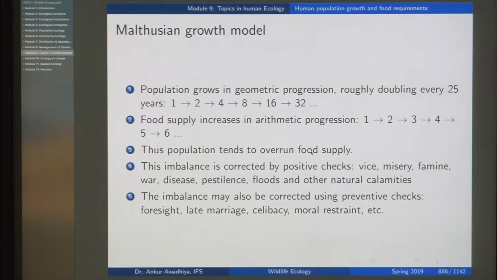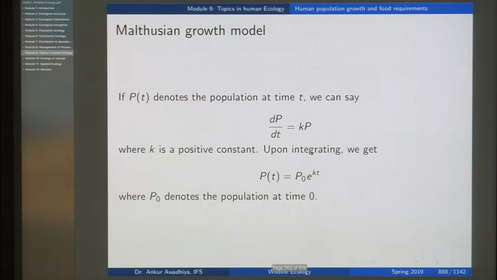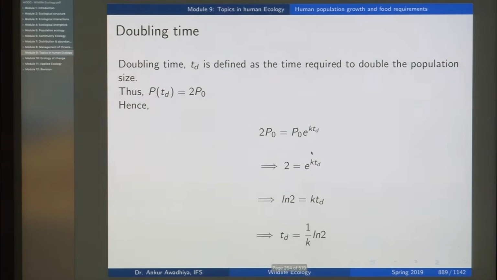And he said that because all of these are bad for us, we could go for preventive checks such as foresight, late marriage, celibacy, moral restraint, and so on. Now on one hand, the population does show an exponential growth, and so the Malthusian theory looks correct, and we looked at the derivation of the doubling time. So doubling time is 1 by k log 2.